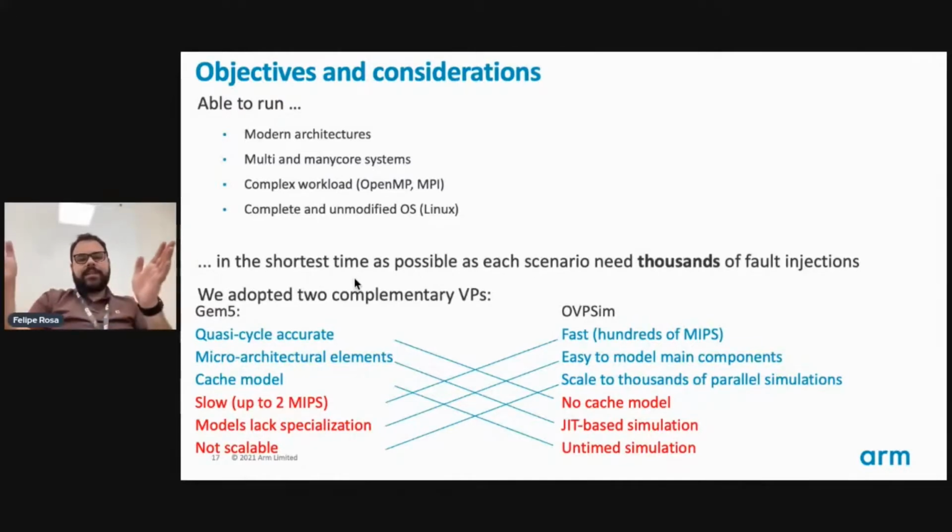And on the opposite side, we have the highest possible simulation speed, which is the OVP simulation from Imperas. It's fast, it's easy to model, it's scalable to thousands of simulations, but there's no cache model. It's an instruction-set-based simulation, which means that it fetches one instruction from the code, decodes, and executes it on the host machine. It doesn't simulate the pipeline, the fetching, the issuing, anything like that. So there's a lot of abstraction between the two.